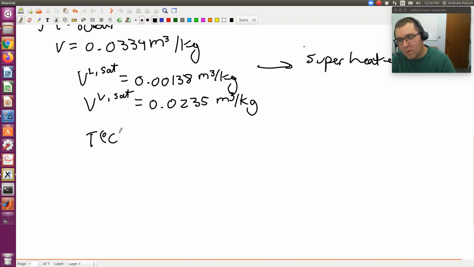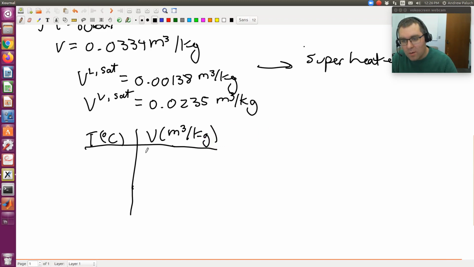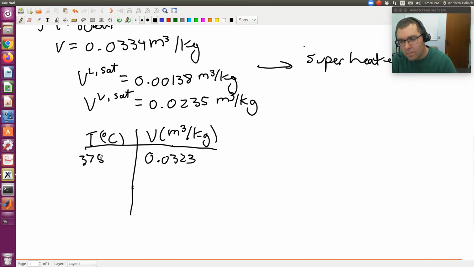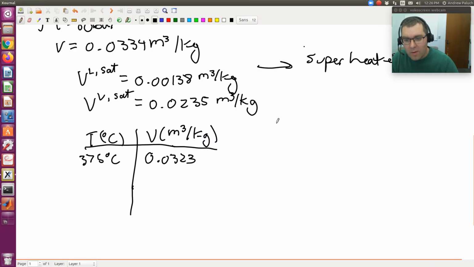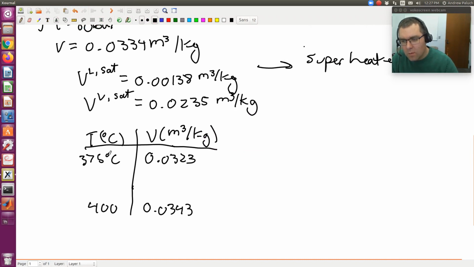So if I look at my temperature in degrees C and my volume in meters cubed per kilogram, the lower value is 0.0323, and that's at 375 degrees C. The upper value is 0.0343, that's at 400 degrees C. So we need to find our temperature where we have our volume of 0.0334.